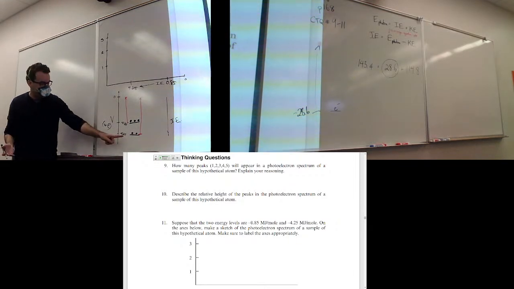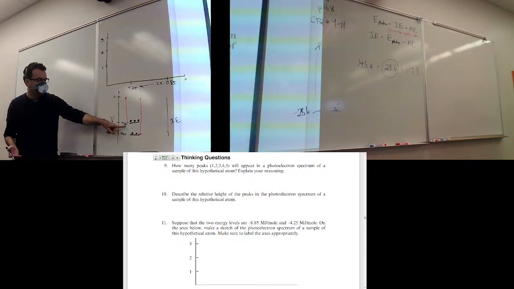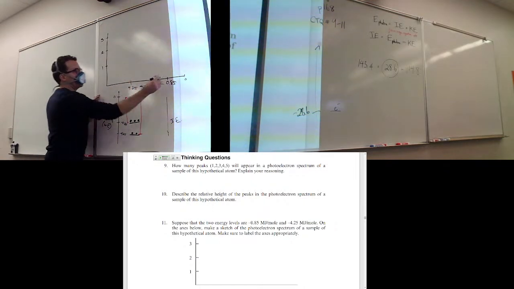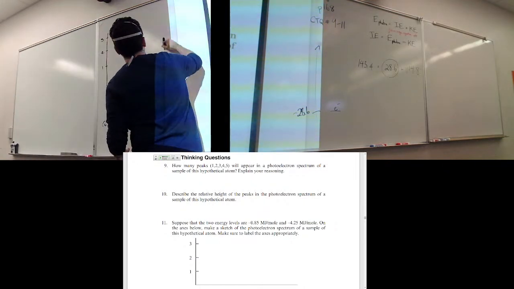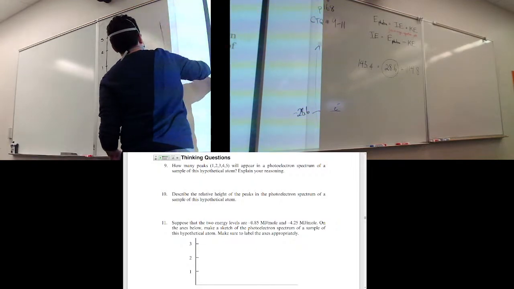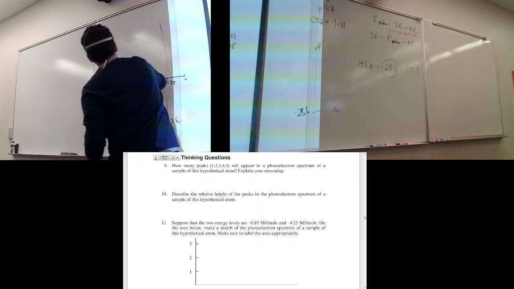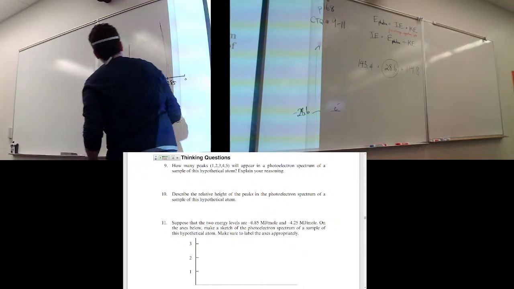And what about the ratios? Well, for the 4.25 peak, there should be 2, and for the 0.85 peak, I should see 3. So this peak versus this peak is going to be 3 times as high. Well, not 3 times. If this peak was height 3, this peak is going to be height 2.